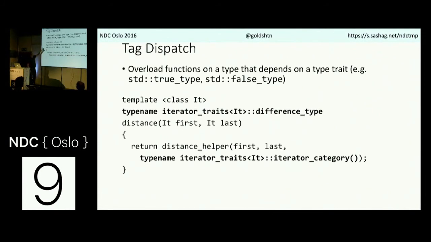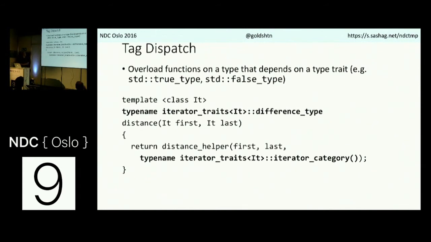So this is the publicly accessible declaration. Distance takes two iterators. What it returns is, well, whatever iterator traits difference type is for my iterator type. So conveniently, we have iterator traits, which is supposed to tell us things about iterators. This is yet another example of a metafunction that takes types and returns values and types for us. And then I invoke distance helper, which is not a publicly accessible interface.